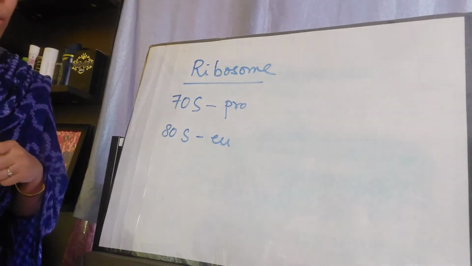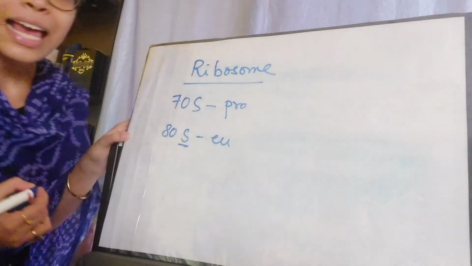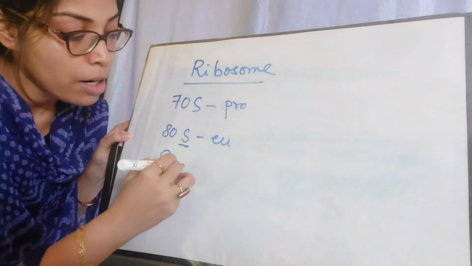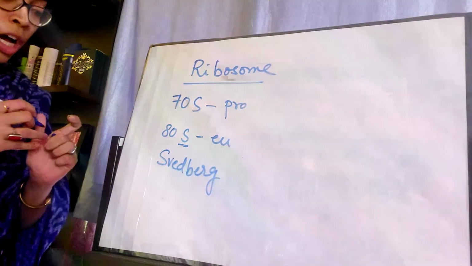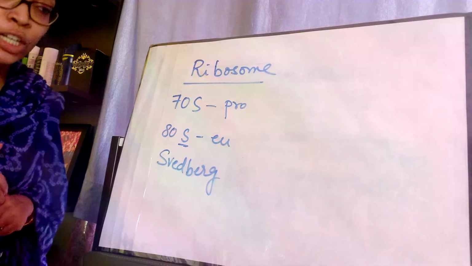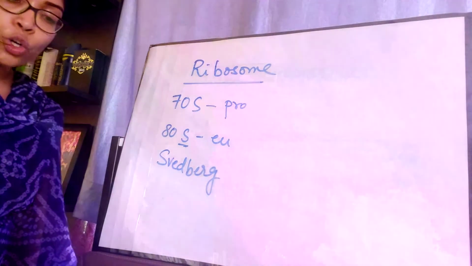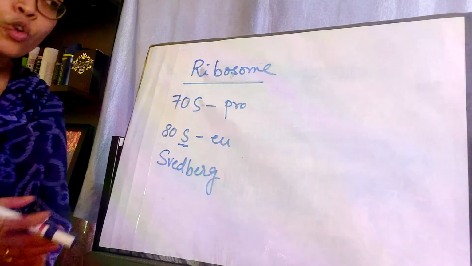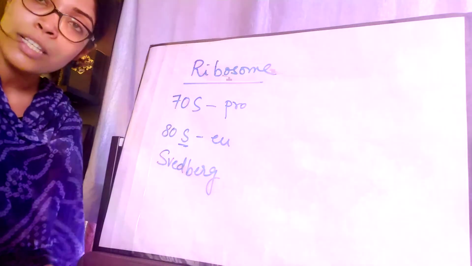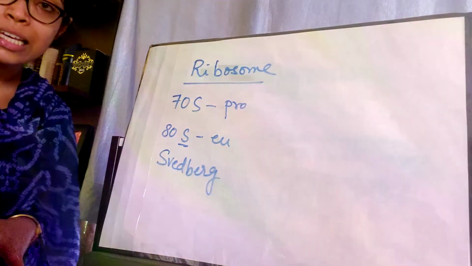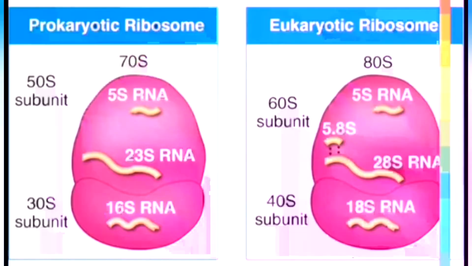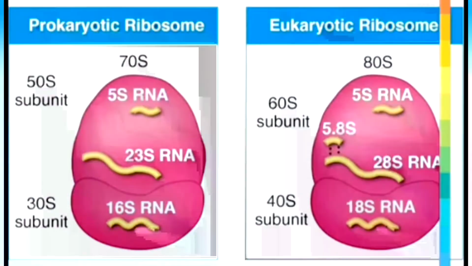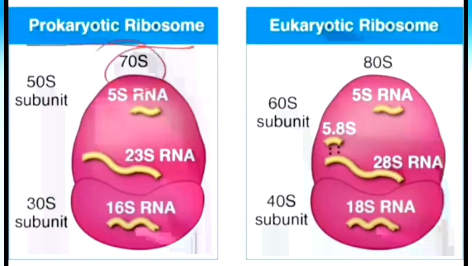Now you might ask me, what is S? This S is nothing but Svedberg. In online class also I have told you this is a Svedberg constant, a Svedberg unit, which is basically the sedimentation coefficient. Now let's go into the structure of ribosomes, then you can understand the 70S, 80S and their detailed structure better. Ribosomes can be of 2 types. One is prokaryotic ribosome, which is 70S. Another is eukaryotic ribosome, which is 80S.